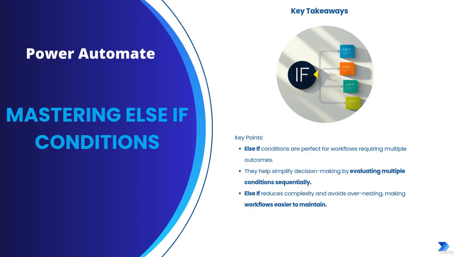Real-world scenarios like shipping method selection and leave approval workflows show how else-if can be applied to automate decision-making based on multiple criteria. Following best practices, else-if can simplify workflows, making them easier to manage and understand. By the end of this chapter, you'll be able to design workflows that can handle several outcomes, adapting to various decision points without unnecessary complexity.